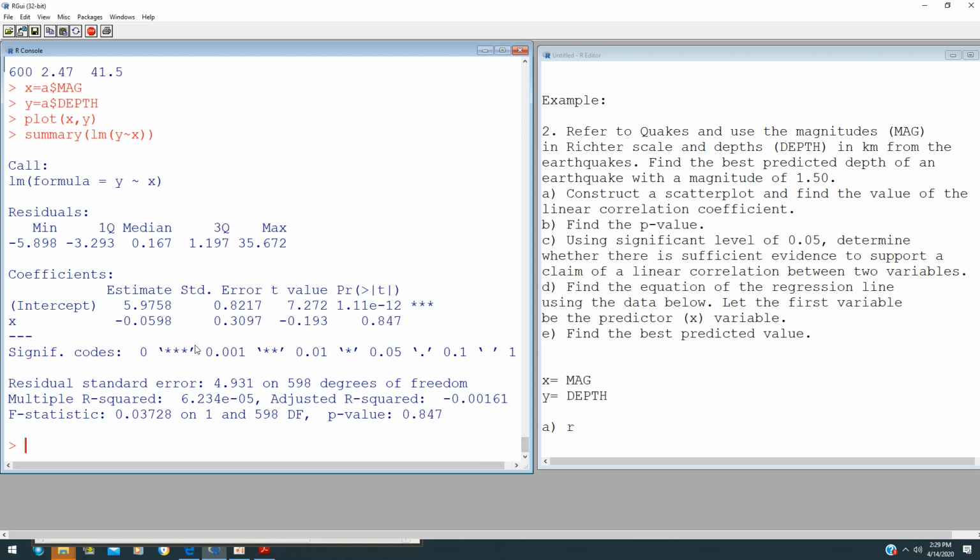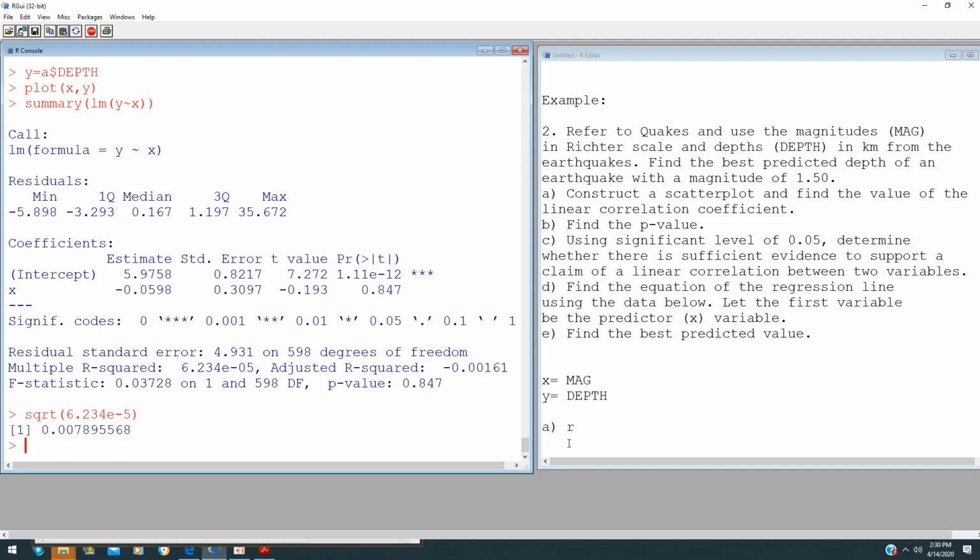So for this case, my R-squared is this number, 6.234e-5. In order for you to find R in this case, you have to take the square root of 6.234e-5. So this R in this case will become 0.0079. This is your correlation coefficient, which is really, really small.